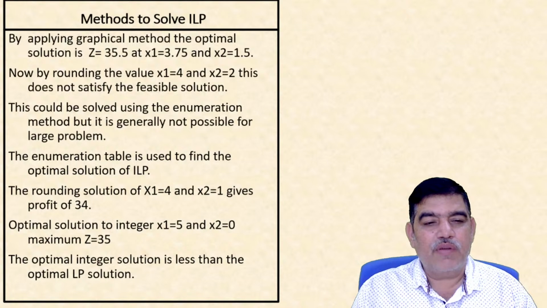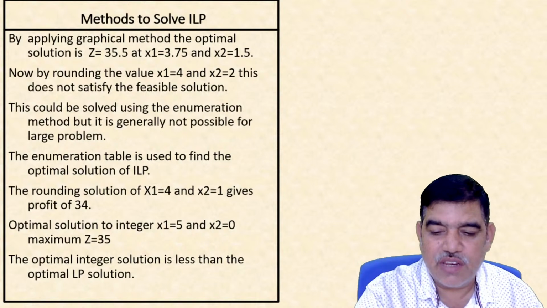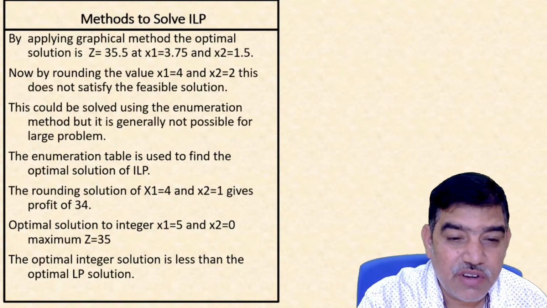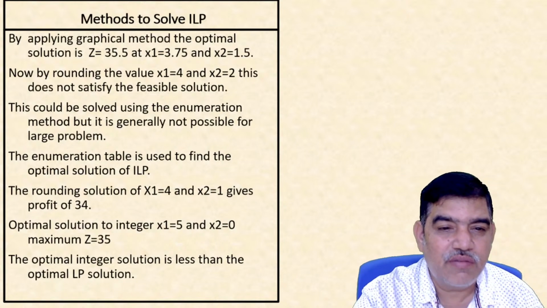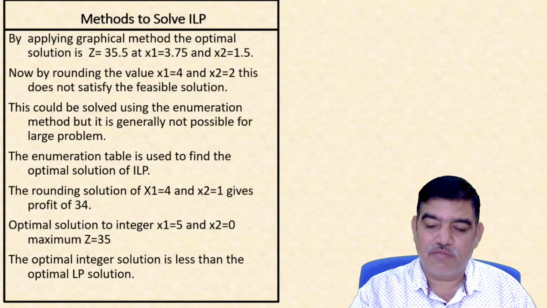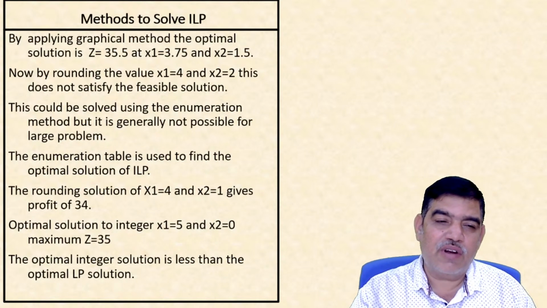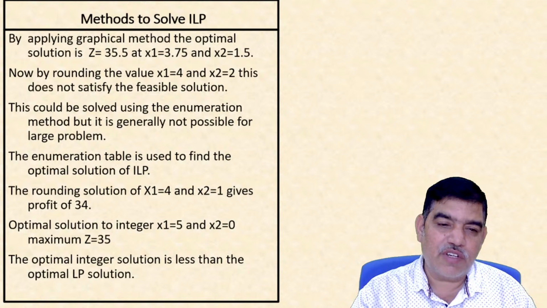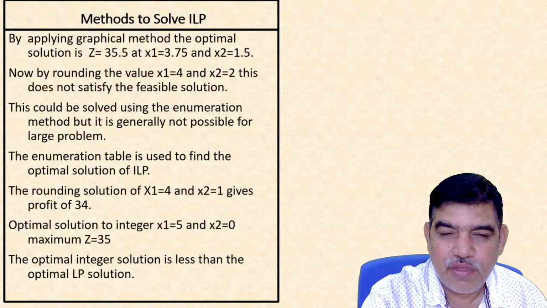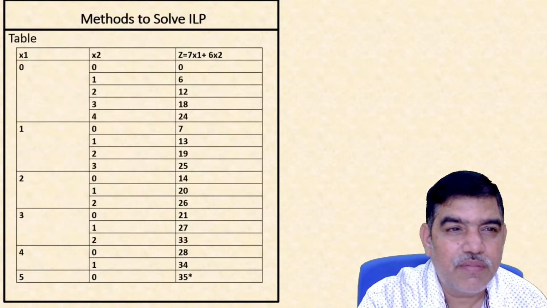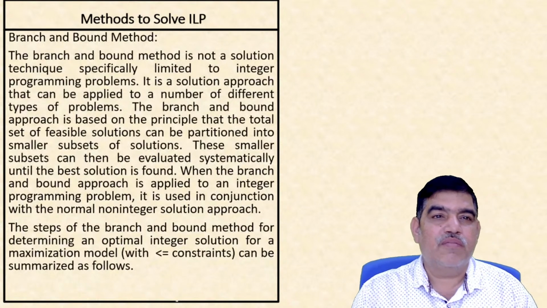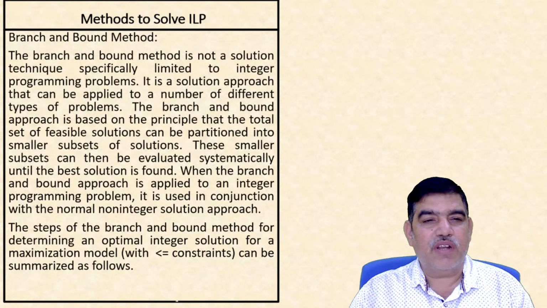Then the optimal solution to the integer problem is x1 equal to 5 and x2 equal to 0, maximum z equal to 35, which means the optimal integer solution is less than the optimal LP solution. Whatever z value you get after rounding off must be less than the actual value. These are the methods to solve the integer linear programming problem.